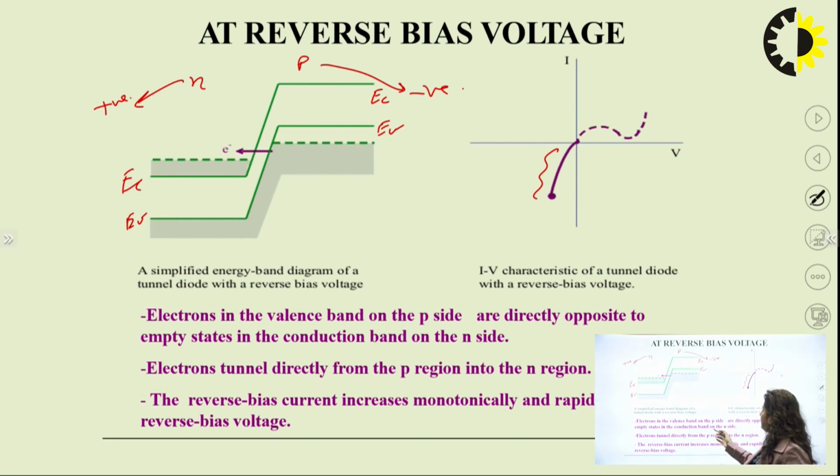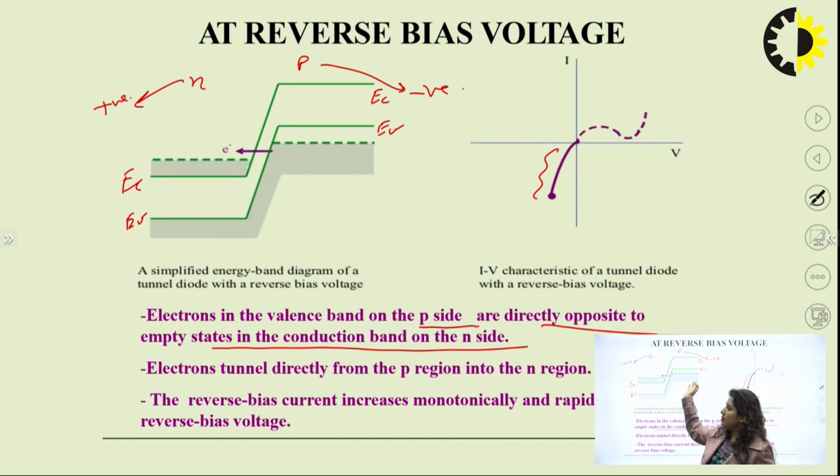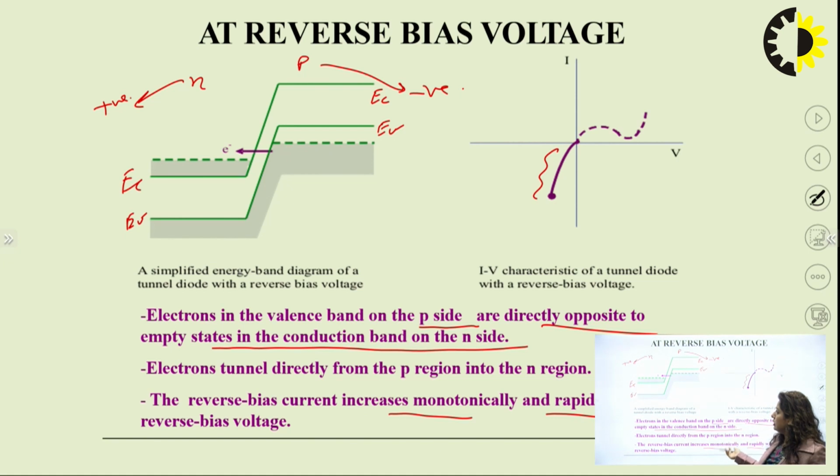So electrons in the valence band on the P side are directly opposite to the empty states in the conduction band on the N side, we can see, and electrons tunnel directly from the P side to the N side easily. The reverse bias current increases monotonically and rapidly with reverse bias voltage. As we increase the reverse bias voltage, whatever electrons are left in the P side will cross towards the N side, and which is very less. So we have very less current in the case of the reverse bias.